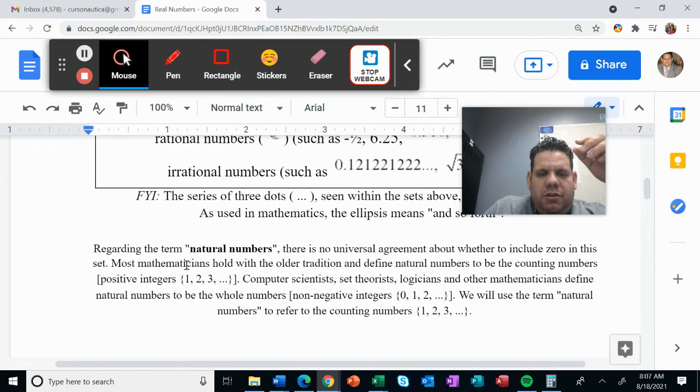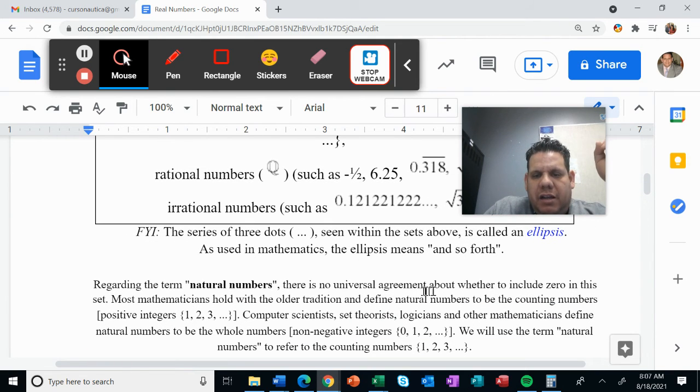Regarding the term natural numbers, there is no universal agreement about whether to include zero in this set. Most mathematicians hold with their older tradition and define natural numbers to be counting numbers, positive integers: 1, 2, 3, 4, 5, and so forth. Computer scientists, set theorists, logicians, and other mathematicians define natural numbers to be the whole numbers, no negative integers, which is 0, 1, 2, 3, 4, 5, and so forth.